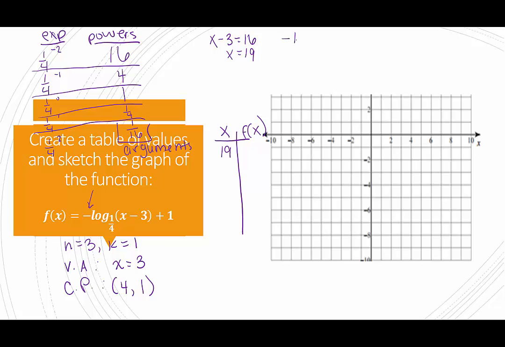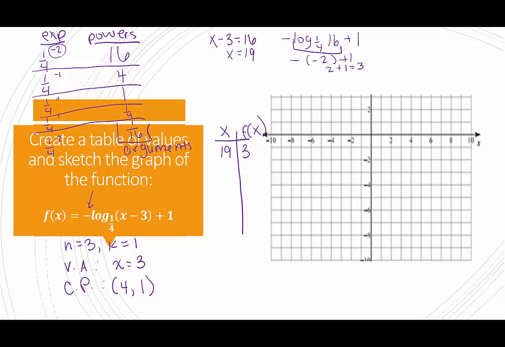We get negative log base 1/4 of 19 minus 3, which is 16, and then we're going to add 1 to that. So this here, log base 1/4 of 16, this is saying 1/4 raised to what power is 16? Right over here, negative 2. But we have negative of negative 2. That's going to end up becoming positive 2, and positive 2 plus 1 is equal to 3.